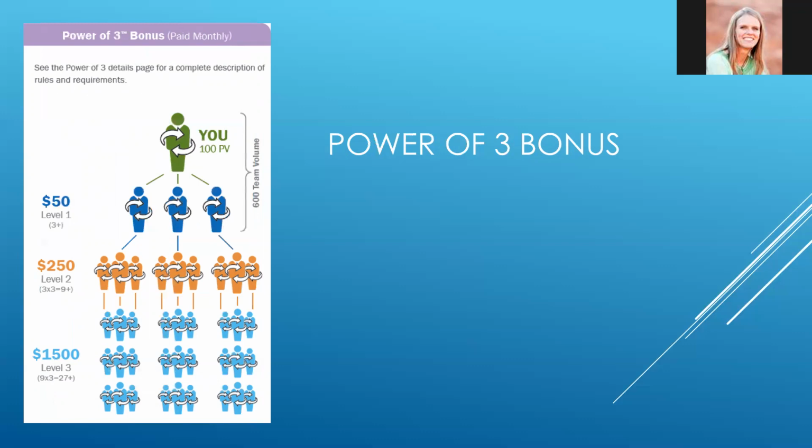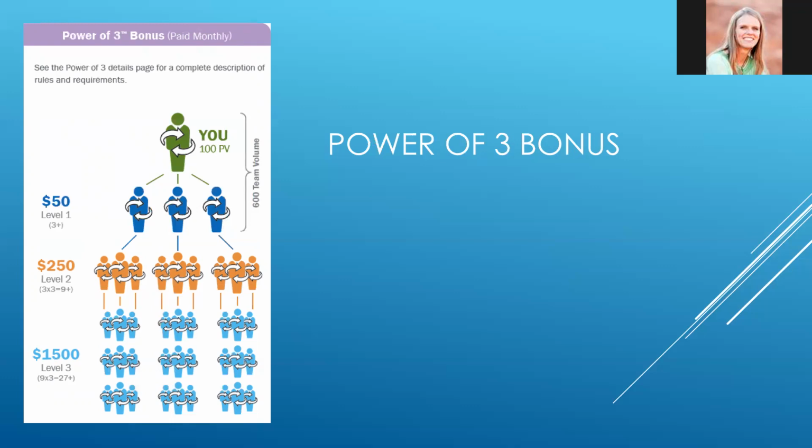And this one is a monthly bonus. It's paid out monthly. And the way that it works is you place a loyalty rewards order of 100 PV, and then you have 3 people on your front line who also place an order of 100 PV minimum. And together as a total, you all equal 600.